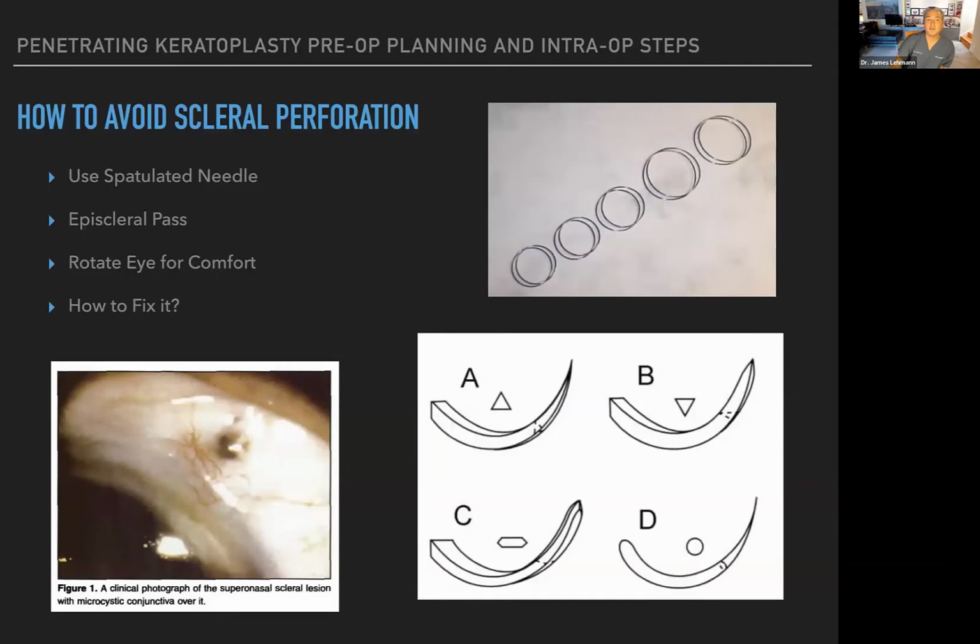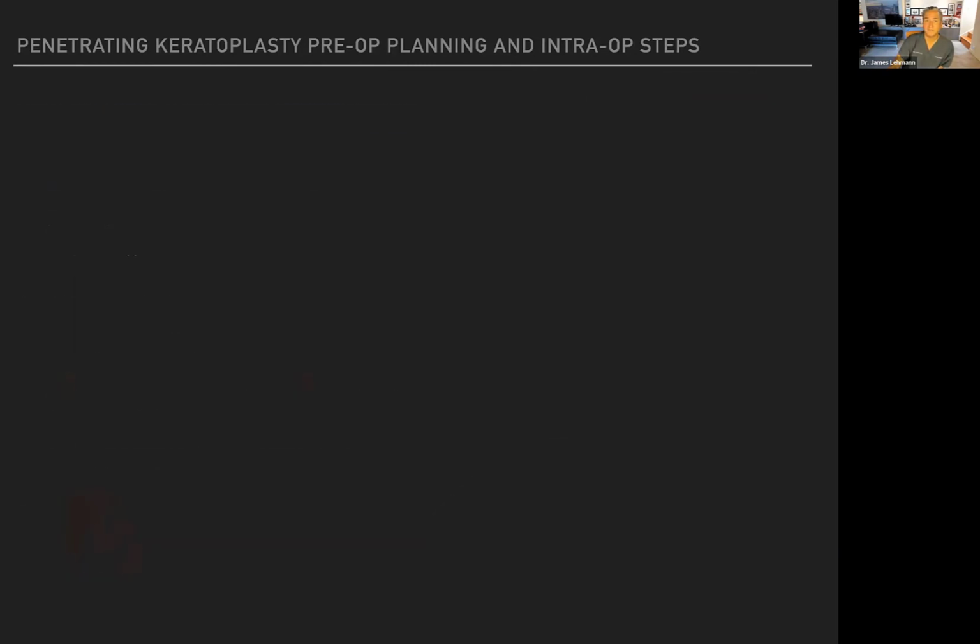So the other time you can perforate the sclera is doing that Flieringa ring. So look right here, these different types of needles. You don't want to use a cutting needle. You want to use a spatulated or a tapered needle. That's C and D, okay? You want to do the episcleral pass, and you want to rotate the eye for comfort, for your comfort, not the patient's comfort. So don't try to pass in a very awkward manner. You can rotate the eye, especially once the ring is attached and you're doing subsequent passes. Get it in the orientation that's comfortable for you, okay?